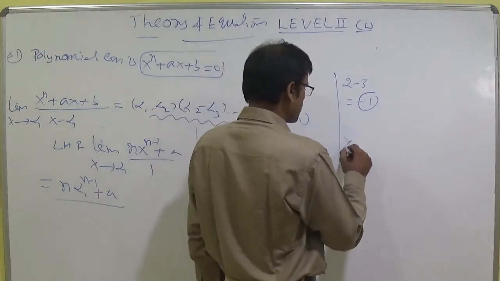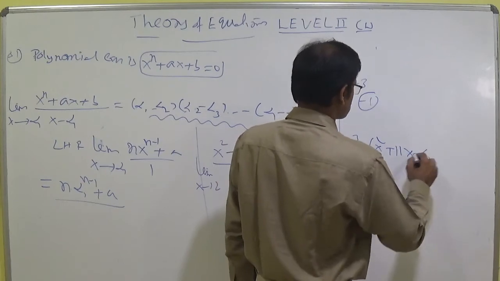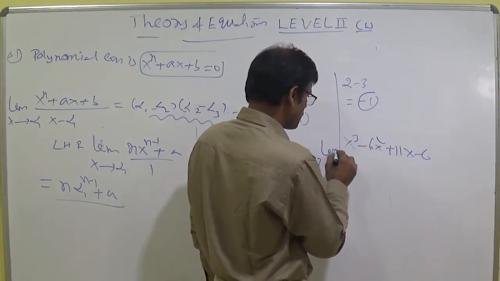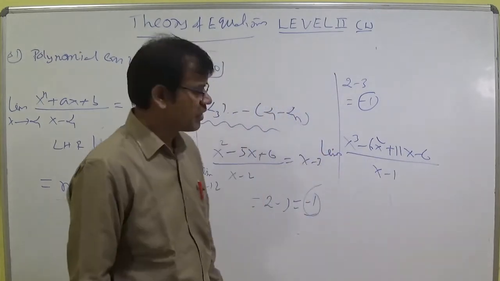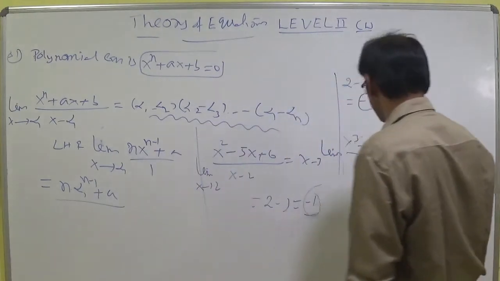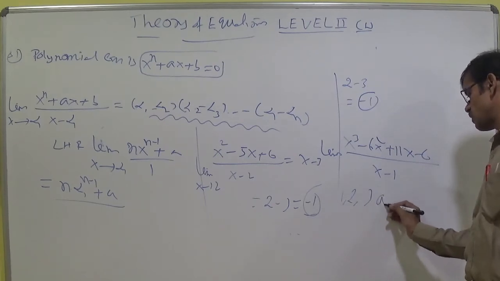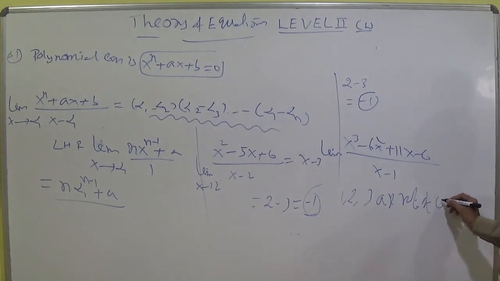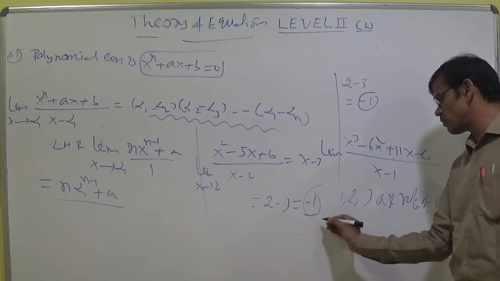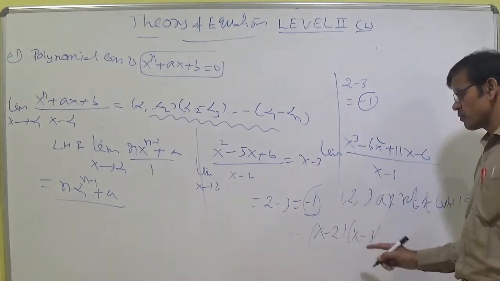So if you take another example, x cube minus 6x square plus 11x minus 6, I am writing now. X cube minus 6x square plus 11x minus 6 by x minus 1. Whenever you are multiplying with x minus 1, you can understand that 1, 2, 3 are roots of this cubic equation. So you are writing here x minus 2 into x minus 3 by dividing.